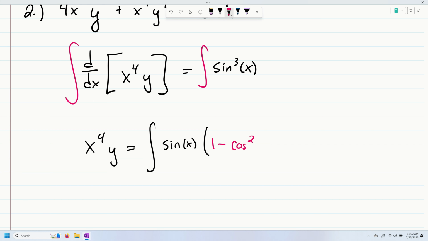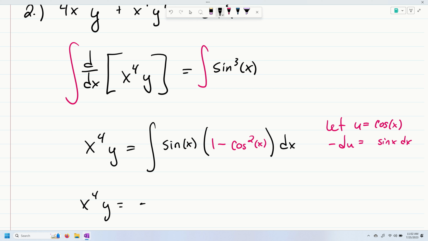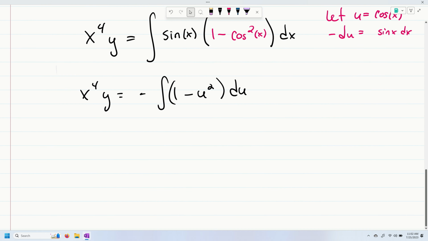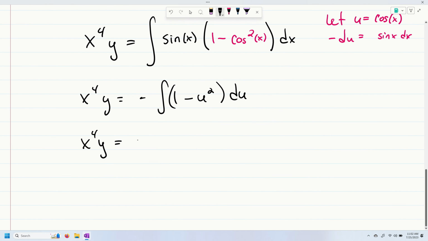1 minus cosine squared x dx. Now, we let u equal cosine x. du equals negative sine x dx, so we'll put the negative on the other side. So this is x to the fourth y equals a negative out front times the integral of 1 minus u squared du. So this is x to the fourth y equals a negative out front, u minus 1/3 u cubed, plus c.